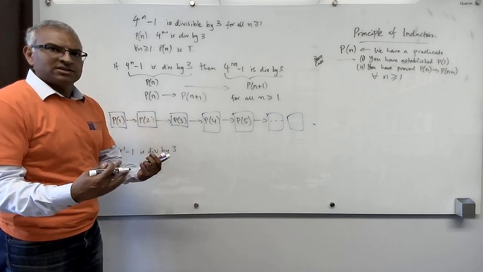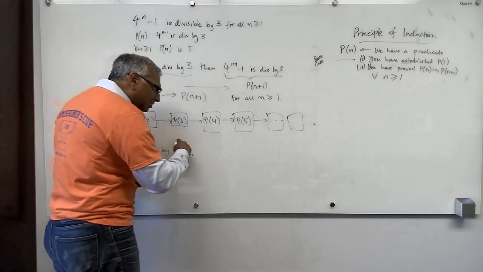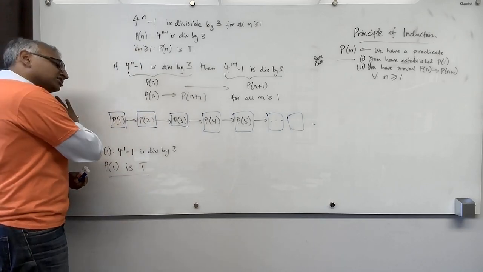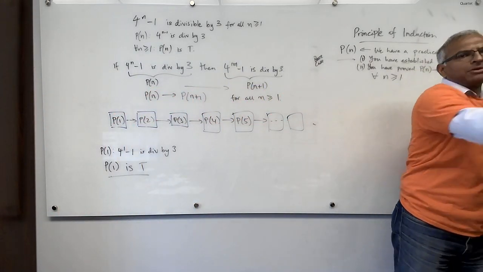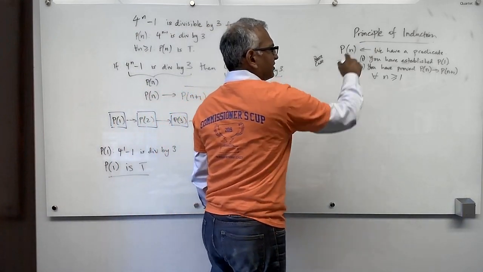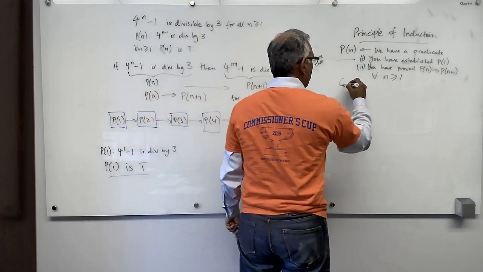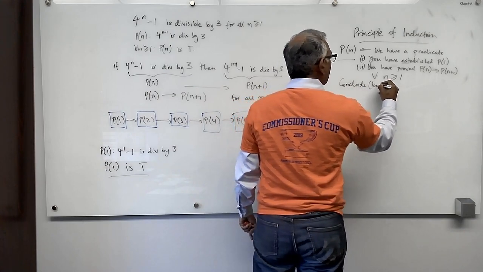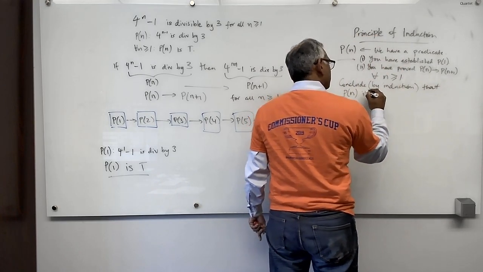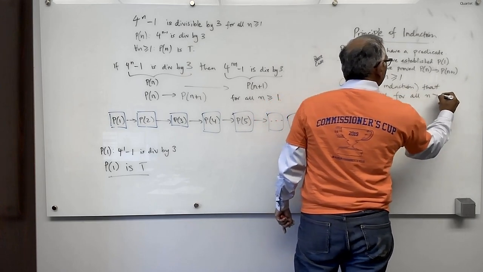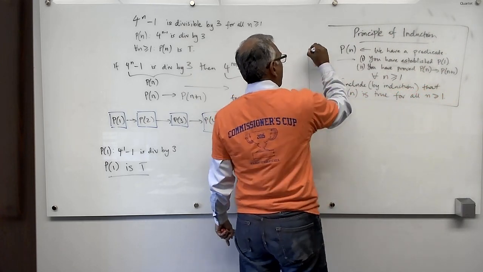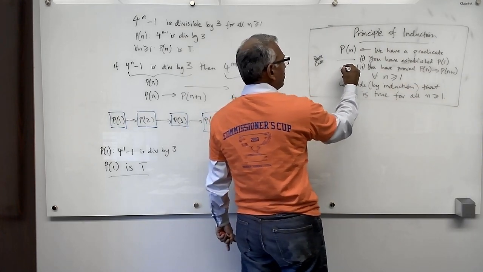Then, effectively, what the principle of induction says is you set up this chain, and by establishing this P of 1 to be true, you've set up the chain reaction, and that chain reaction goes and establishes the truth of all the remaining predicates for all n to the right of this 1. So what the principle of induction allows you to now do is to conclude, by the principle of induction, that P of n is true for all n greater than or equal to 1. That is the principle of induction. Usually, establishing the second step here is called the induction step.